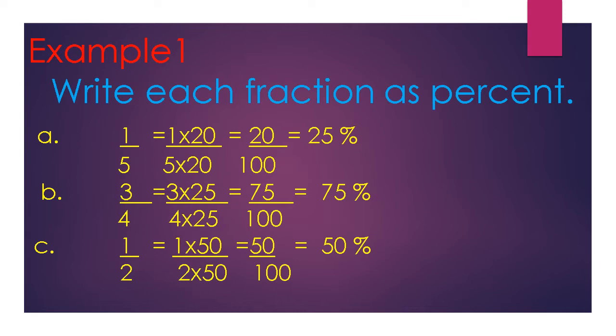Letter C, 1/2. So the number that we are going to multiply by the denominator to get the product of 100 is 50. So 2 times 50 is equal to 100. Then the numerator, 1 times 50 is equal to 50. So 50 over 100 is equal to 50%.